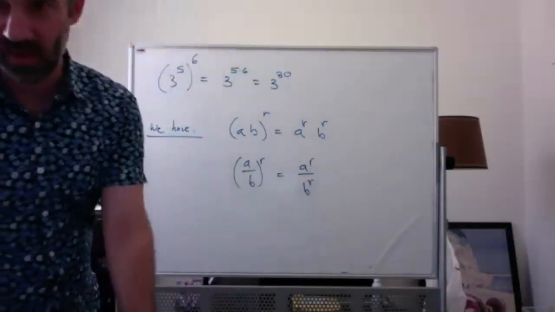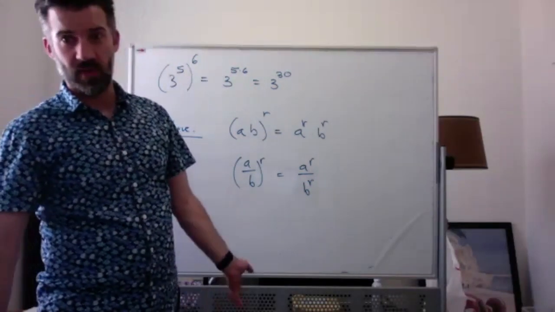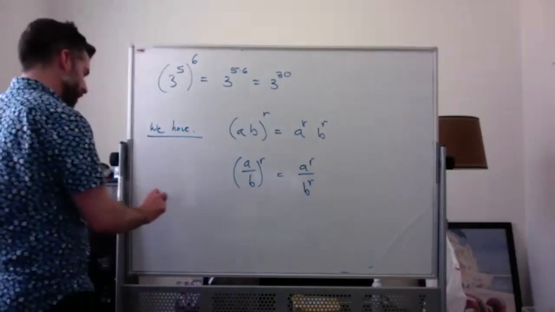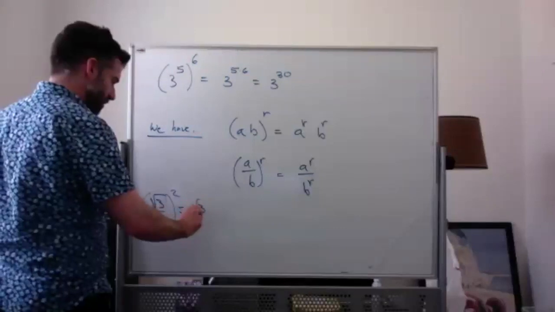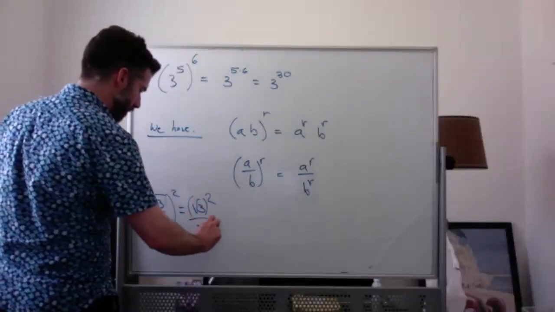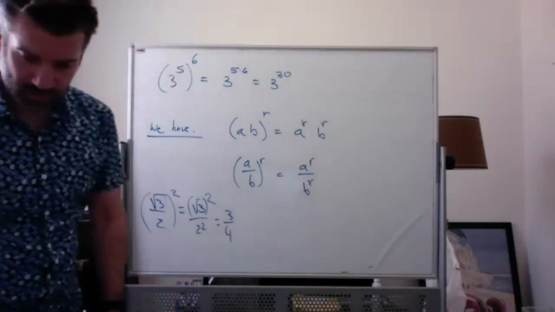We've definitely used this part of the rule especially when we've been squaring trig results, like the square root of 3 over 2, squared. We definitely just said it's the square root of 3 squared over 2 squared, which is 3 over 4. And we've definitely used that rule before.